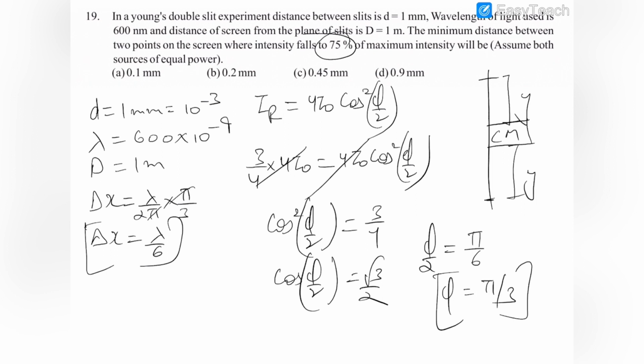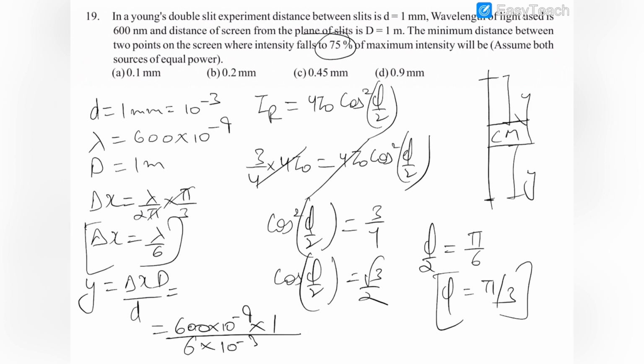Now we know that the value of y is delta x into capital D by small d. So delta x is lambda by 6. Let us substitute the values. So it is 600 into 10 raised to power minus 9, capital D is 1, divided by 6, and small d is equal to 10 raised to power minus 3. So this y will be equal to 0.1 mm. So the distance between these 2 points will be 2y. So the correct answer will be option number 2, which is 0.2 mm.